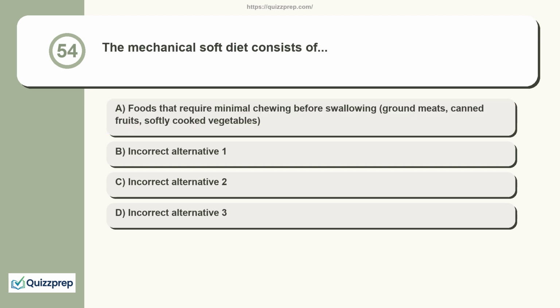Question 54. The mechanical soft diet consists of foods that require minimal chewing before swallowing: ground meats, canned fruits, softly cooked vegetables.